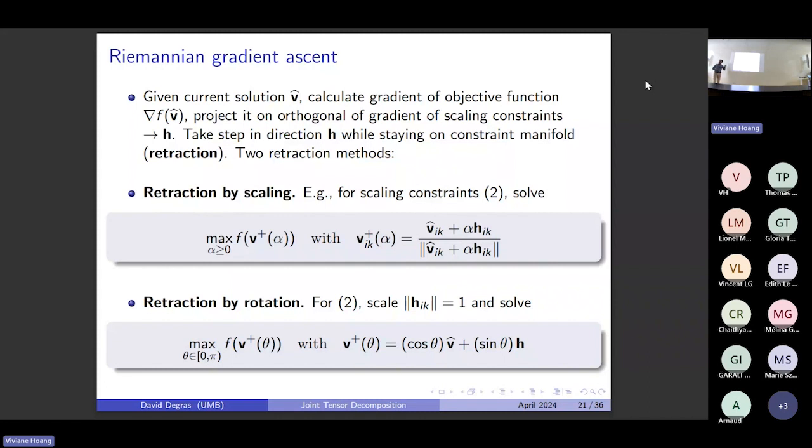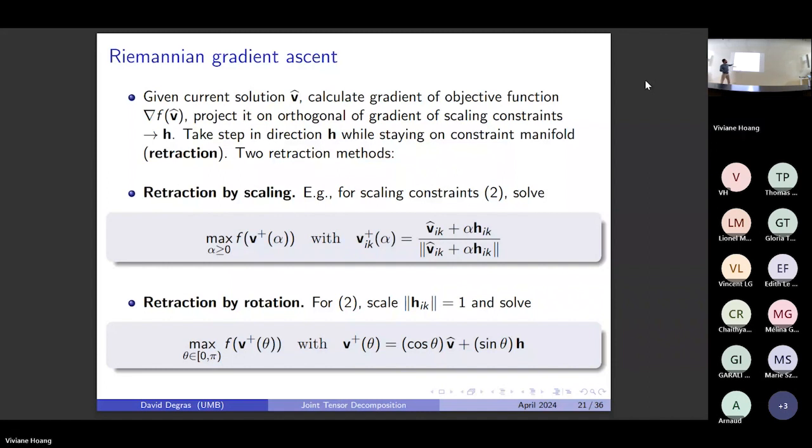So now I'm switching to the other method, which is the Riemannian gradient descent. So the idea will be to calculate the gradient of the objective function at our current solution. I'll call it nabla f. And then we want to take a step not exactly in the direction of the gradient, but make sure that we respect the constraints that we have. So the scaling constraints, mostly the scaling constraints.